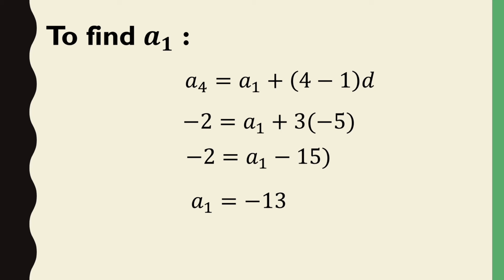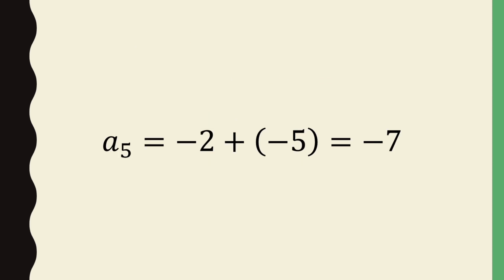To find a sub 1, substitute the value of d, then multiply. Add negative 15 to both sides of the equation. Therefore, our a sub 1 is equal to negative 13. To get a sub 5, add the common difference to a sub 4. So, a sub 5 is equal to negative 2 plus negative 5 is equal to negative 7.